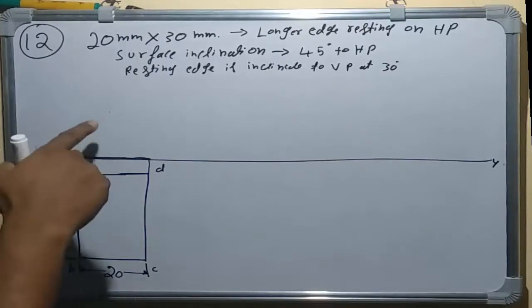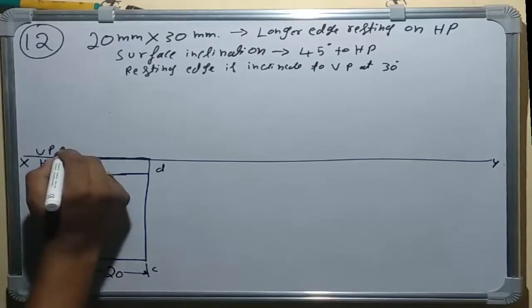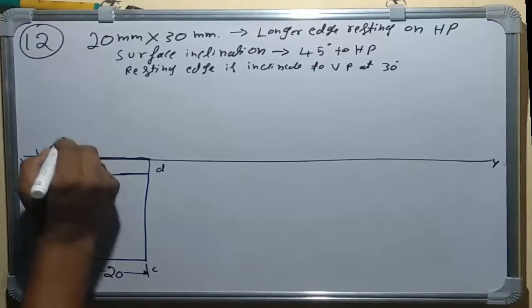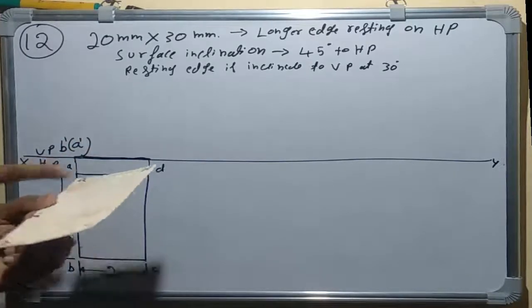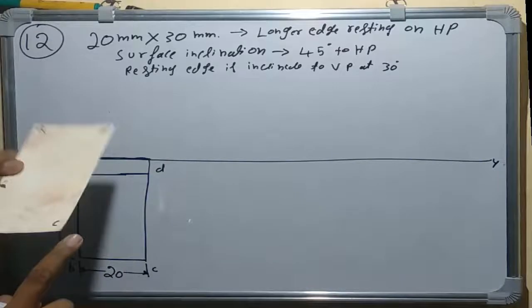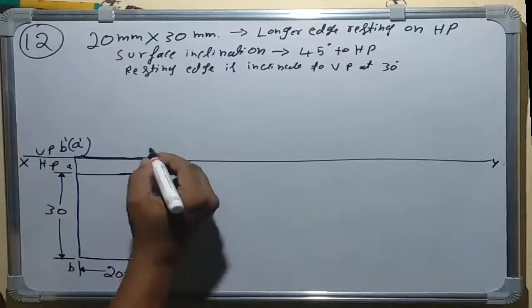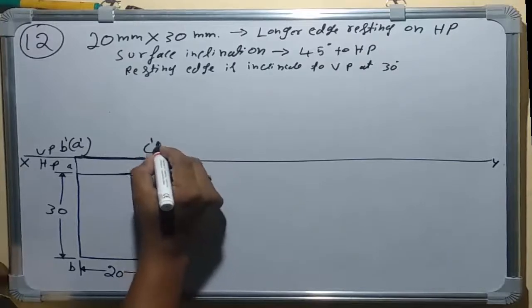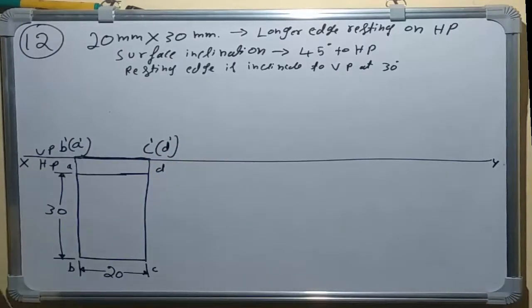And while naming in the front view, we have to use the dash. Here B is first, so this edge we can give as B dash of A dash, because A is hidden. In the same way here C is seen and D is coming behind this, hidden. So here we name it C dash of D dash, like this the naming should be done.